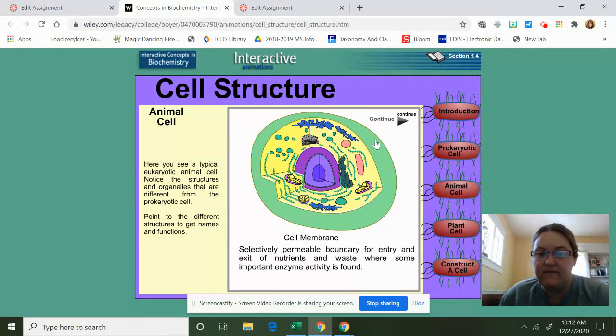For entry and exit of nutrients and waste, where some important enzyme activity is found. So enzymes help chemical reactions. So a lot of things happen here. Things enter and leave the cell, waste gets out, and some chemical reactions happen here.